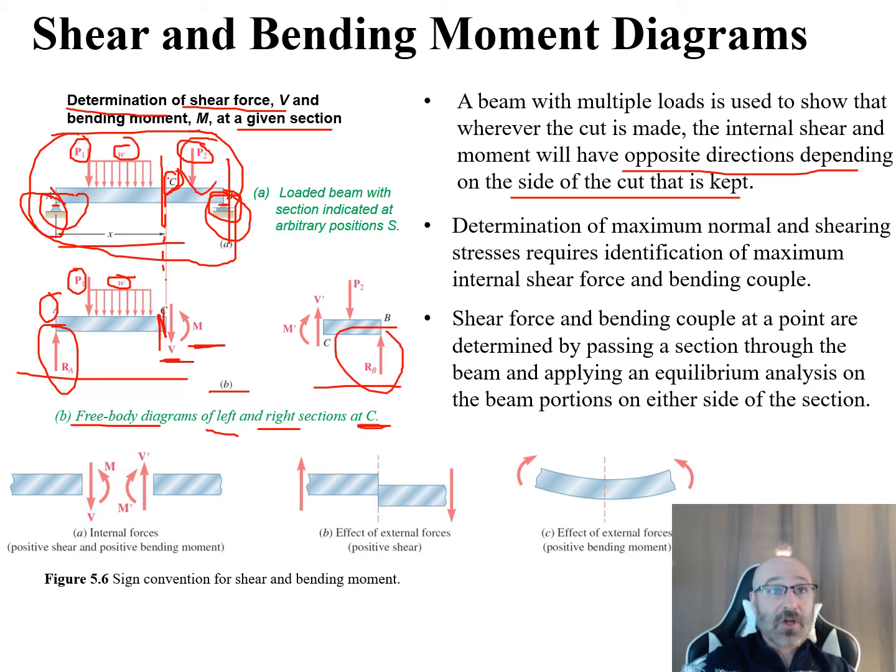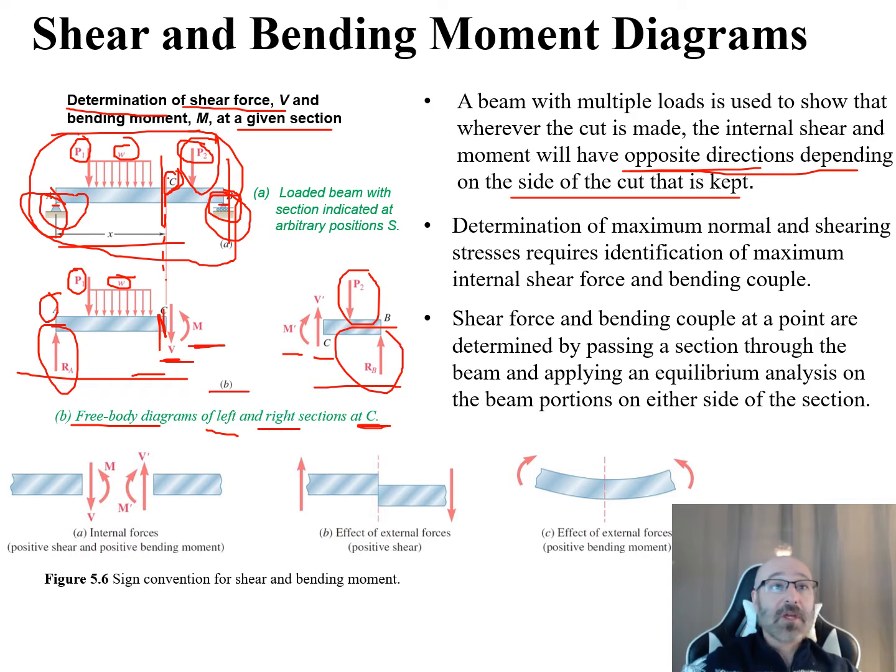Then we have our external load. There's our P2 right there. And then now we can find our V prime and our M prime right there. And now we can see that these are opposite directions to what we saw when we looked at the left side. So the left side and the right side do have these opposite directions, as we would expect to see.